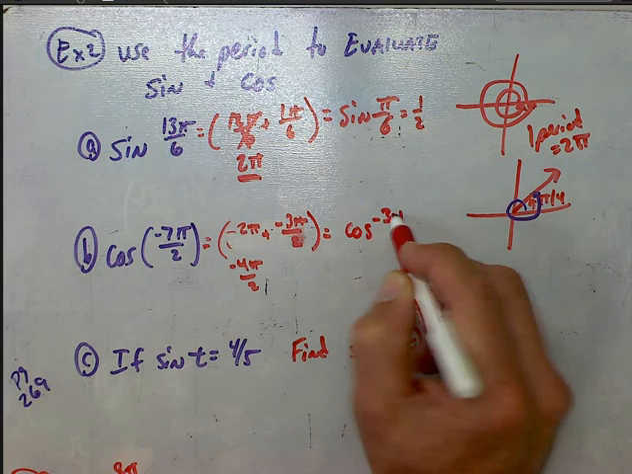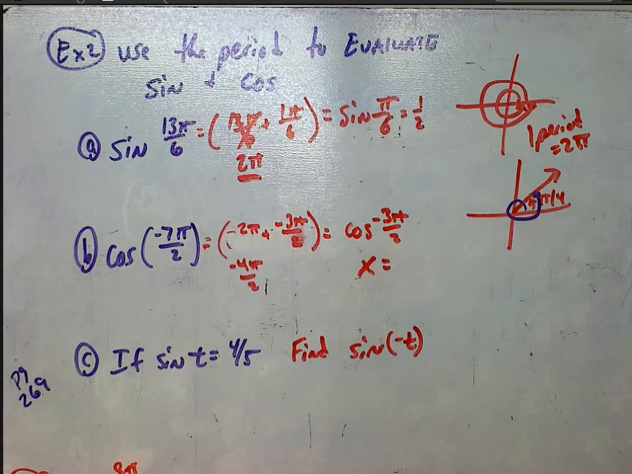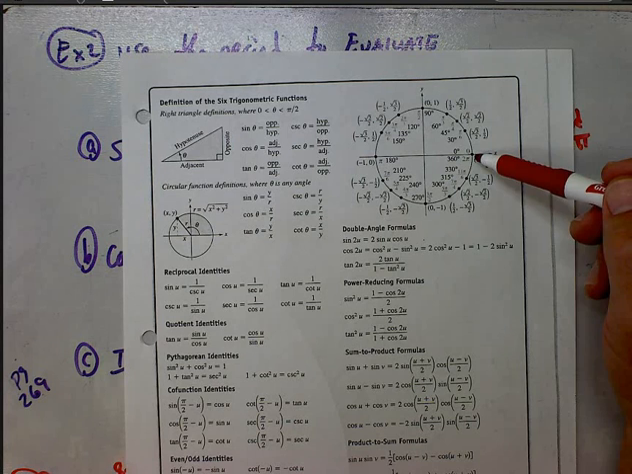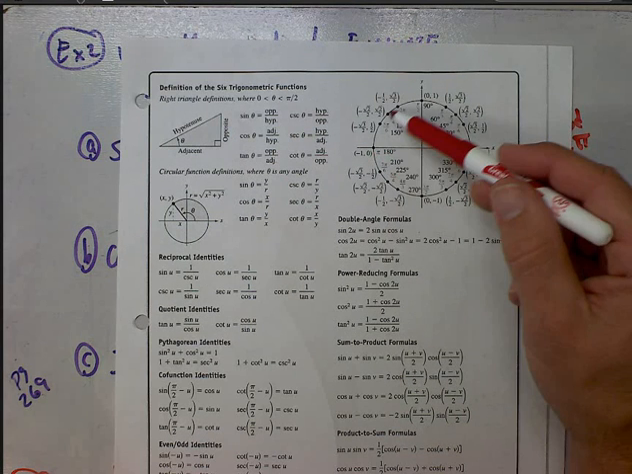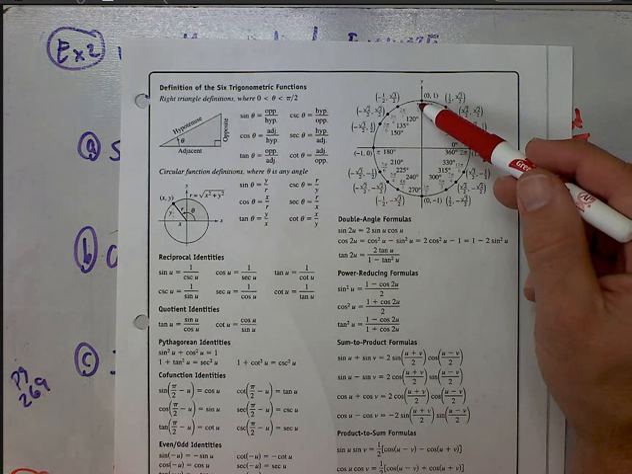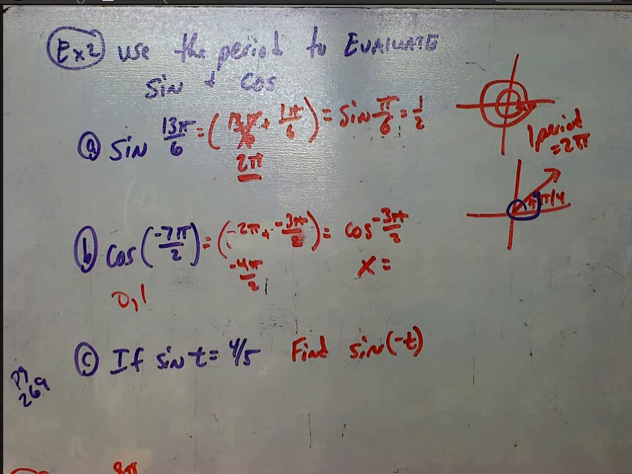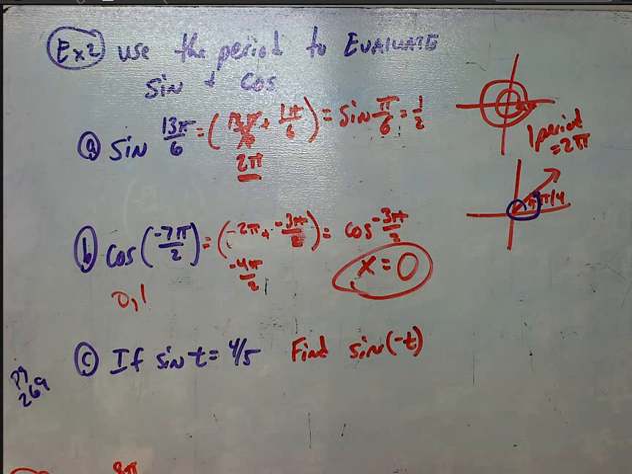Well, we know cosine is the x value, so I go to my circle. Negative 3 pi over 2 means I go backwards, so zoop, that's negative pi. 90 more degrees is negative 3 pi over 2. You get to the ordered pair 0, 1. Therefore, the cosine of negative 7 pi over 2 is going to be 0, because the ordered pair was 0, 1.